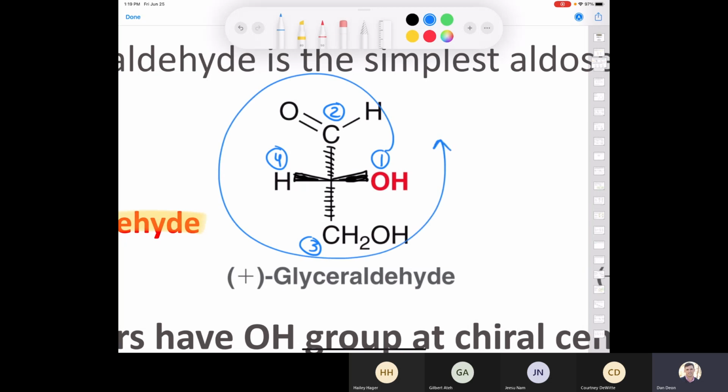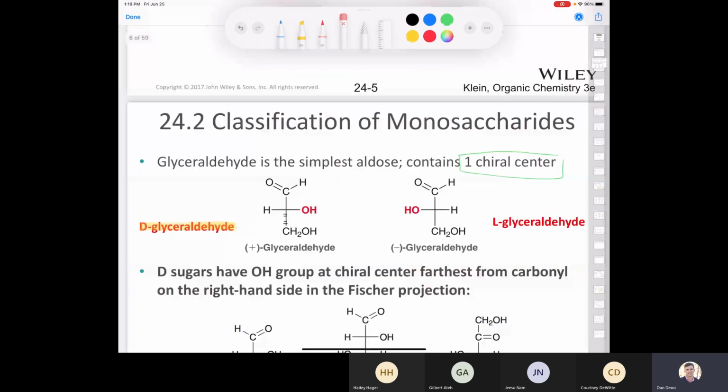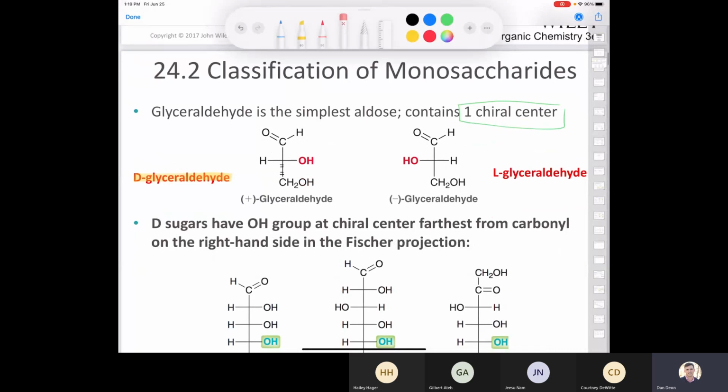You might think, well, this is S. But remember, since the hydrogen is coming out, we reverse it, and the stereochemical configuration here is actually R. So that's something that you want to keep in mind: when the hydrogens are horizontal, they're coming out towards you. And if it's the lowest priority group, you have to reverse that stereochemical configuration. So I'm just going to erase all this spinach that I put on here, and next to D-glyceraldehyde, we'll put that it is, in fact, an R molecule. And then over here we have L-glyceraldehyde, which is S.